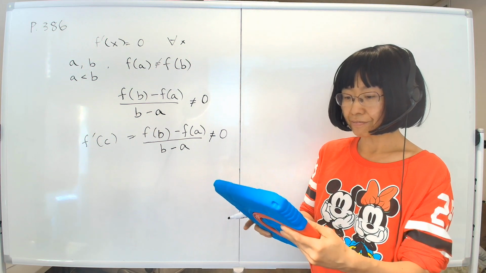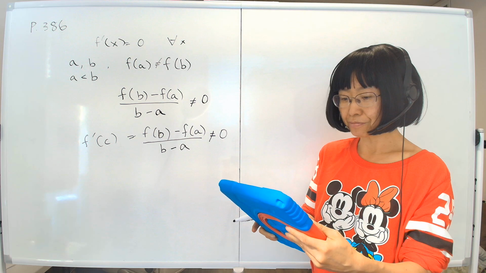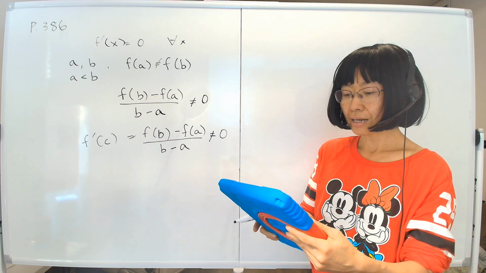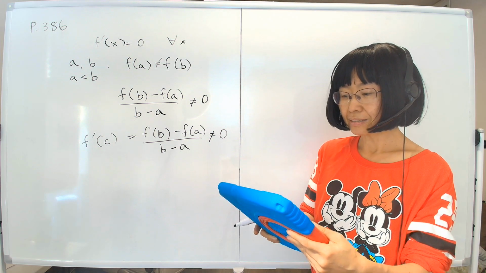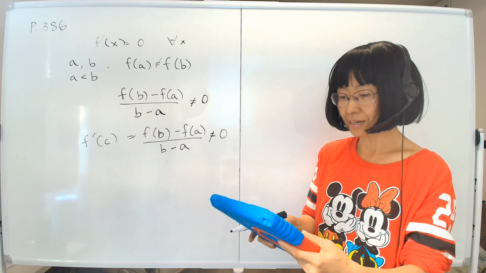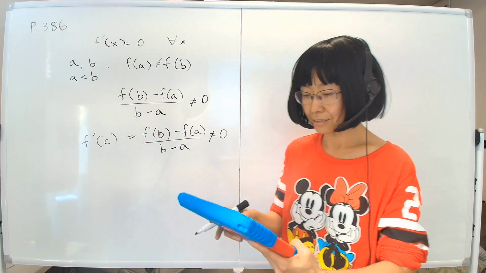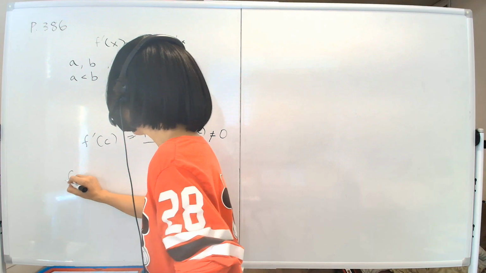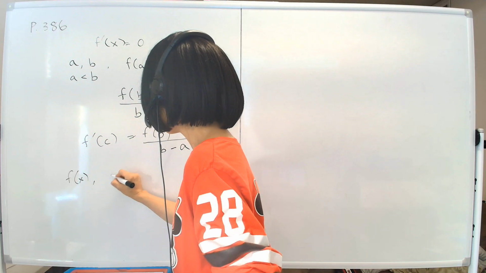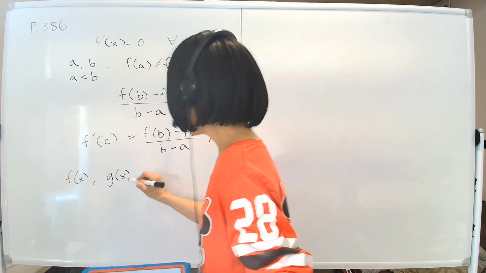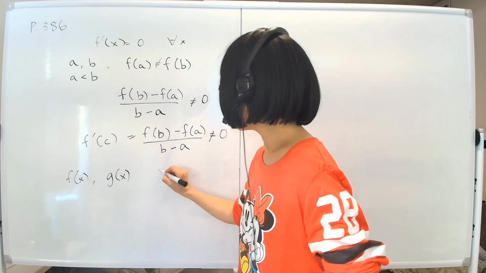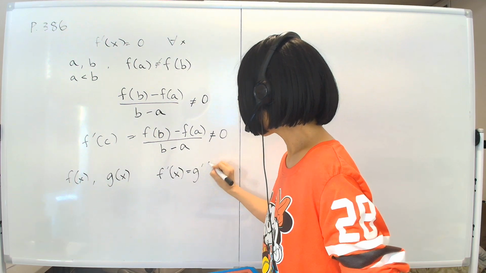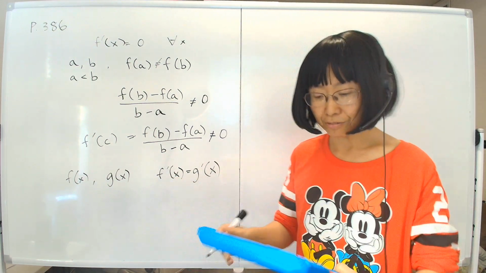Corollary 2 says if f and g are differentiable over some interval, and the derivatives are the same, then they only differ by a constant. All right, so let's look at the second theorem, corollary 2. Corollary 2 involves two functions, f of x and g of x, such that the condition is that they have the same slope all the way through the entire interval that we're interested in.